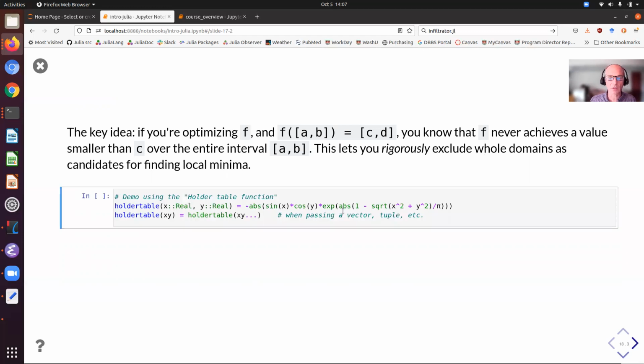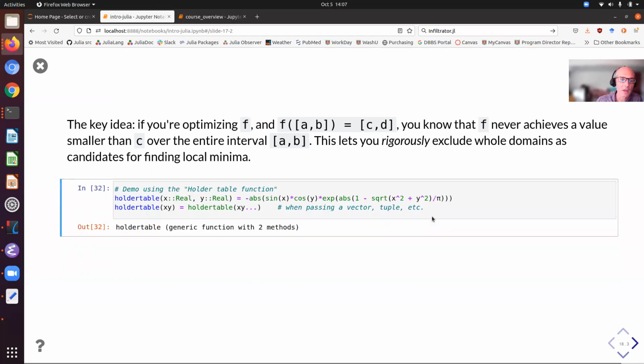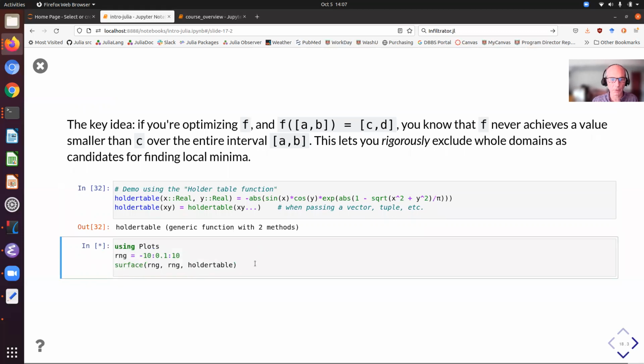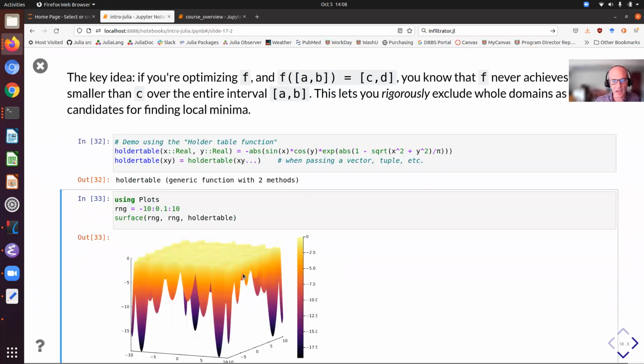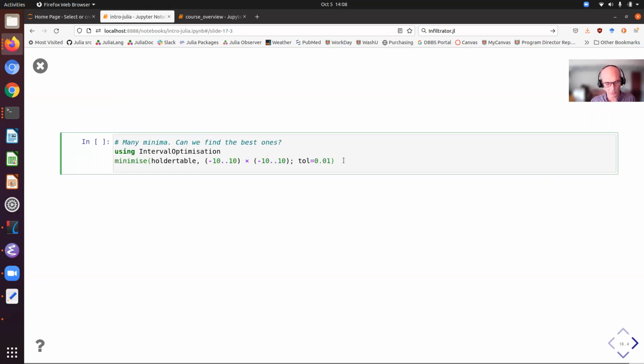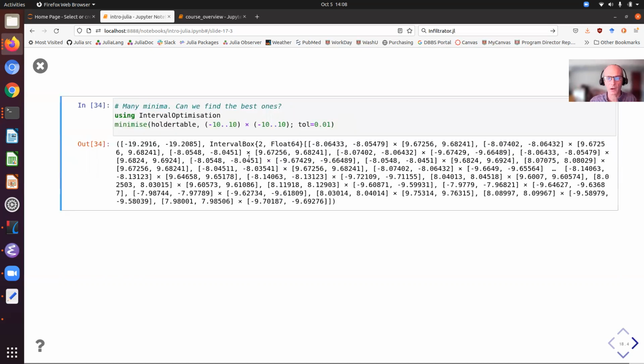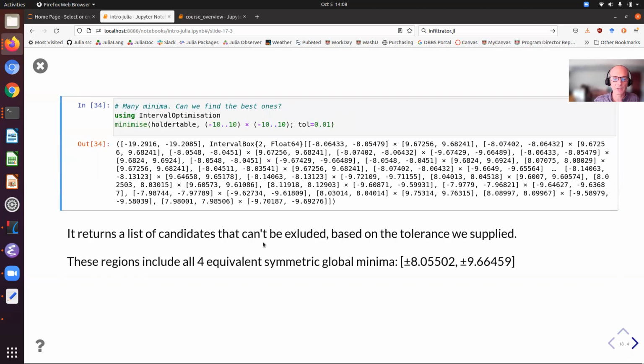And so when doing this, you can take functions that have complicated shapes. If we plot what these functions look like, here's an example of a test function for global optimization. And you can see this has many, many different minima. It has 4 equivalent minima. You'd like to find one of those best ones. And if you use this so-called interval optimization package and ask for the minimum over this 10 by 10 array, it gives you several options. And this has to do with some of the challenges of using interval arithmetic, but in fact, all of these encompass the 4 equivalent global minima. So there's no way you're going to miss the global minimum from an analysis like this.